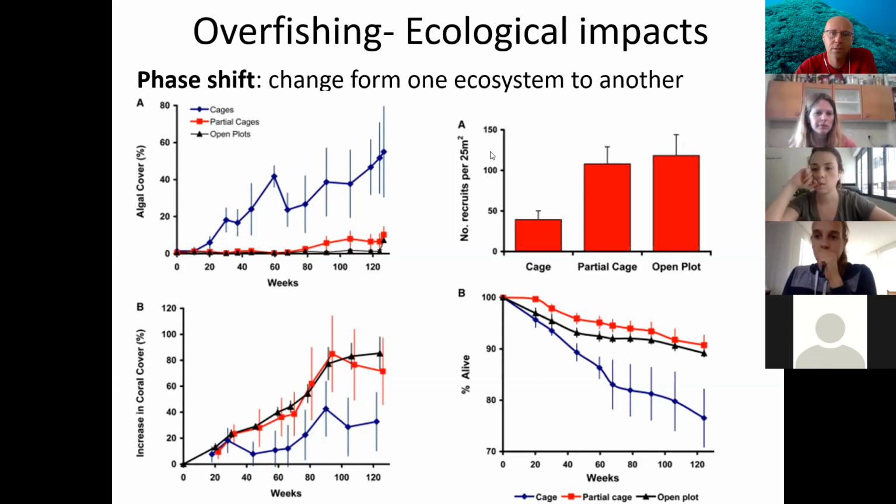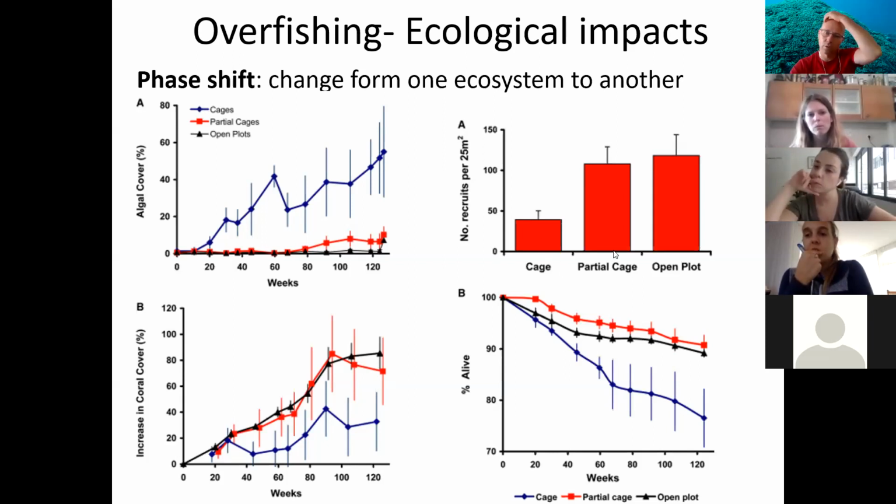And you can see what happens here. This is the number of recruits of corals. In a caged area, there's very few corals that actually make it and start anew. In the partial cages, it's much better. And in the open plots, even better than that. So basically what it says is if you have open spaces where fish, especially algae eating fish, are around, the amount of new corals that are able to settle down and restart their life is higher than the place where there's none of them.